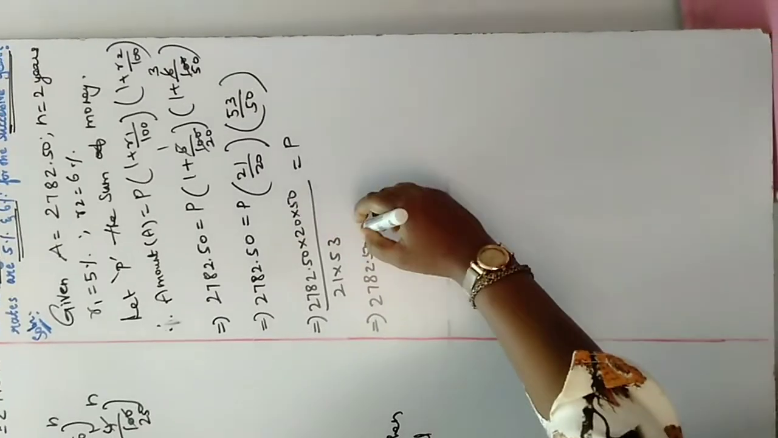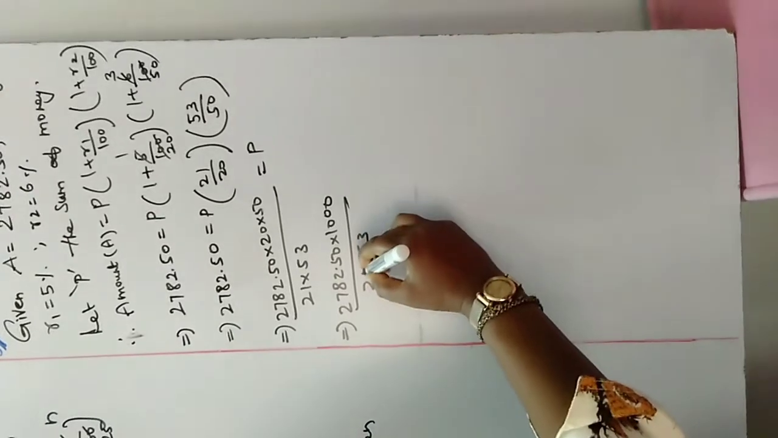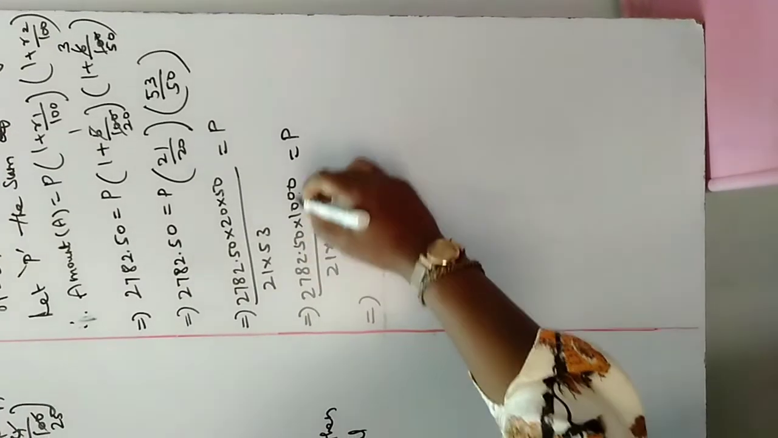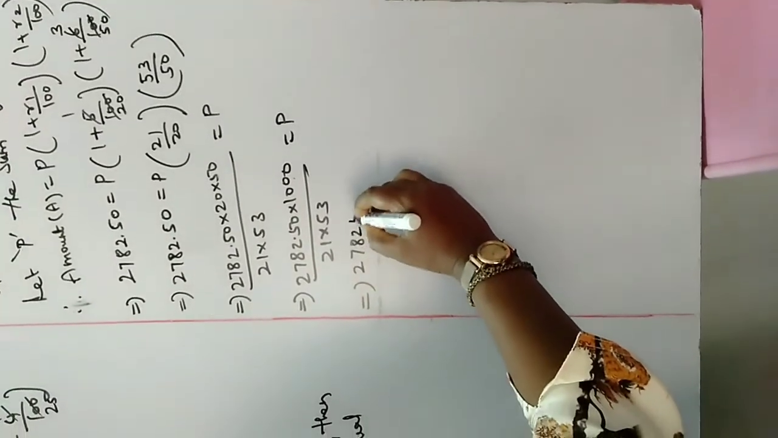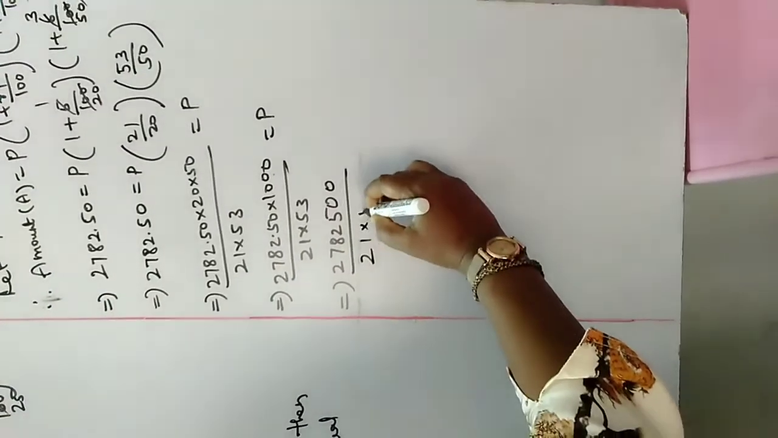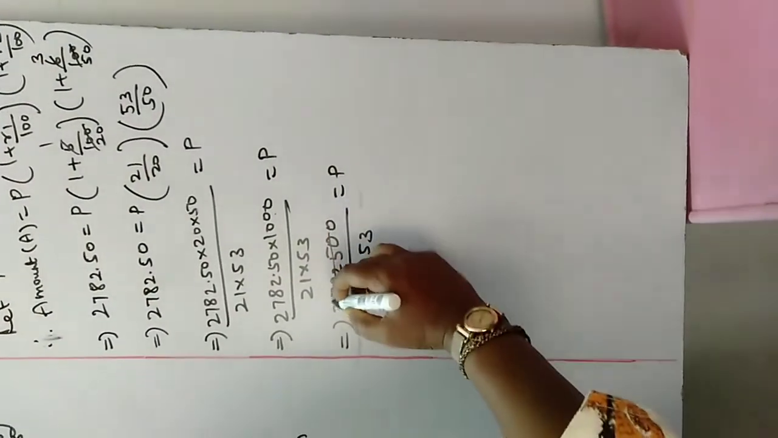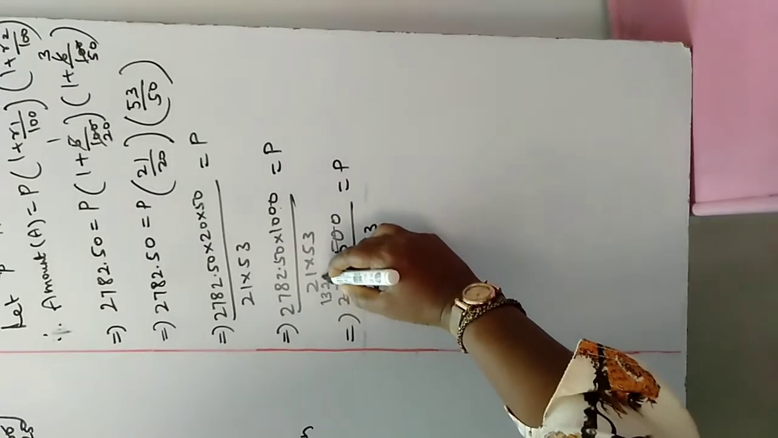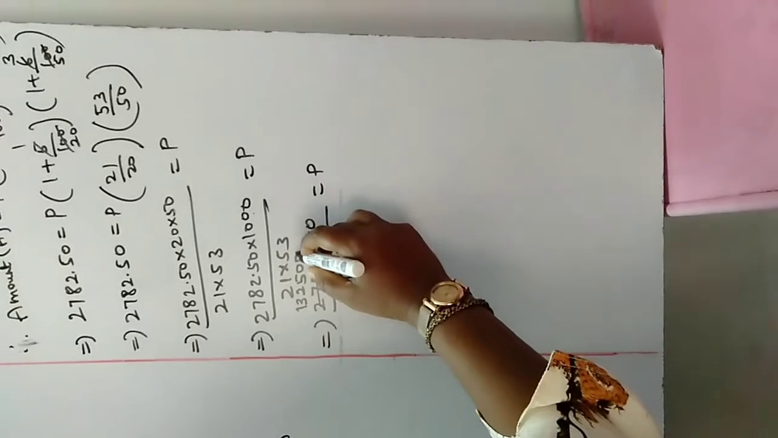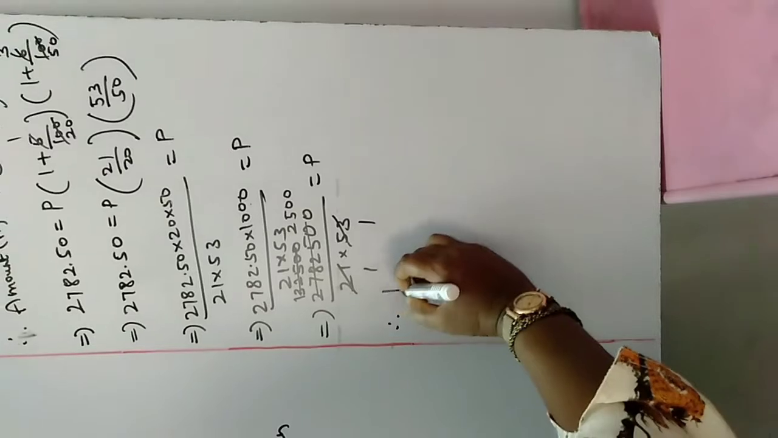Which is 2782.50 into 5 2s are 10, so 00 by 21 into 53. Calculation as you like, you can do it, but you want to get the correct answer here. So I am going to multiply this one with 1000, which will be 278250, another one more 0, then 21 into 53, this is P. By 21 table if we cancel, this is one time, this is 132500, then by 53 table if we cancel this is one time, and this is 2500.